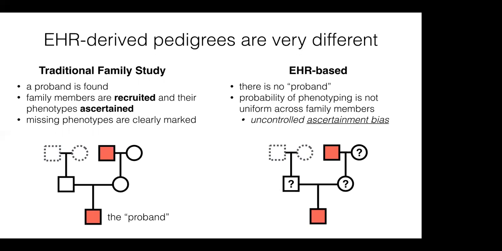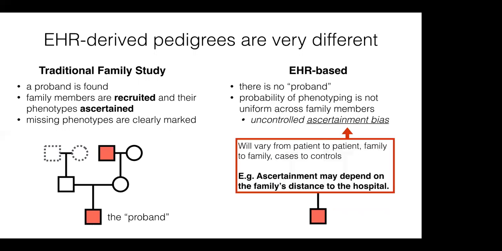So in this case, we have uncontrolled ascertainment bias. This bias will also vary from patient to patient, from family to family. It depends on maybe how far that family is from the hospital that we have data for. So that's something that we have to keep in mind when using electronic health records to estimate heritability.